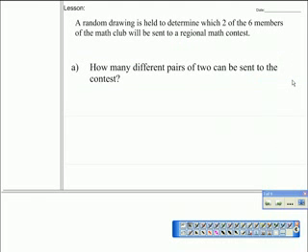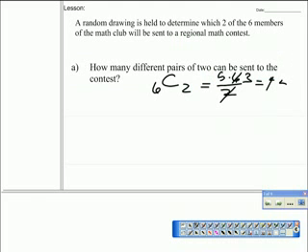How many different pairs of 2 can be sent to the contest? How many people do I have? How many are you going to choose? 2. Combination of 6, choose 2. So, 6 minus 2 is? What numbers will be left on the top? 5 times 6. What number goes on the bottom? 5 times 3 is 15. You have 15 different ways to send those people.